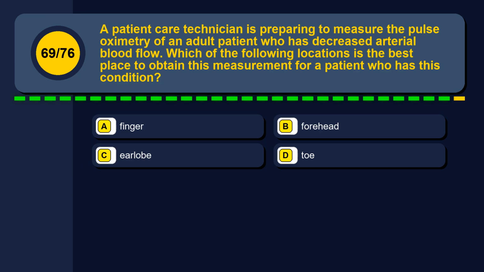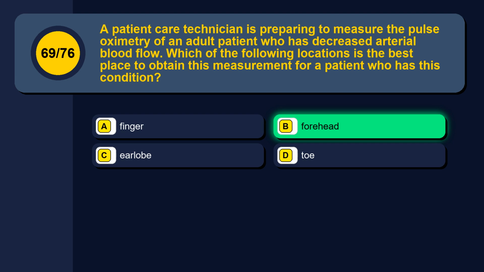Question 69. A patient care technician is preparing to measure the pulse oximetry of an adult patient who has decreased arterial blood flow. Which of the following locations is the best place to obtain this measurement for a patient who has this condition? Option A, finger. Option B, forehead. Option C, earlobe. Option D, toe.